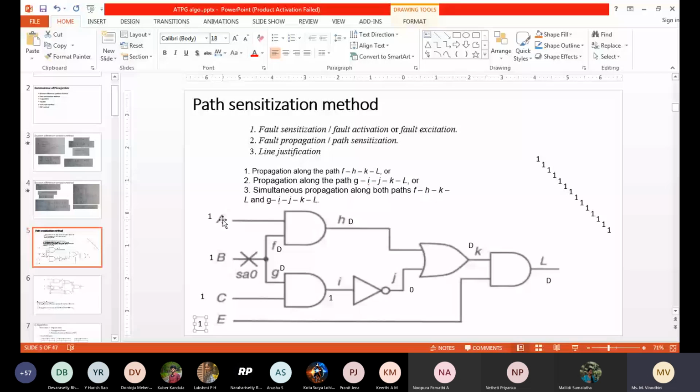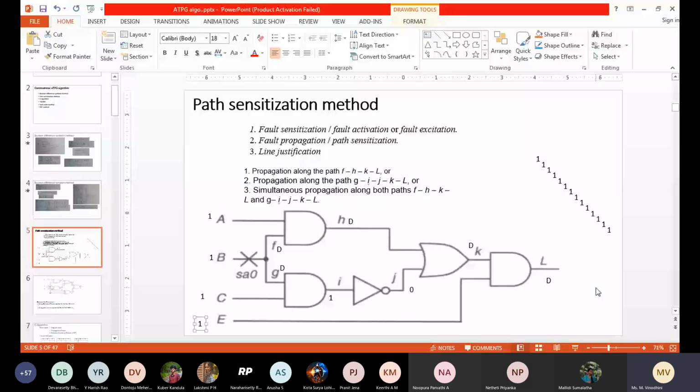When you do line justification, you have to travel backward, from the output to the input. Backwards, from the output to the input, you need to travel. This we call backtracking. So when we do line justification, we are actually performing backtracking.